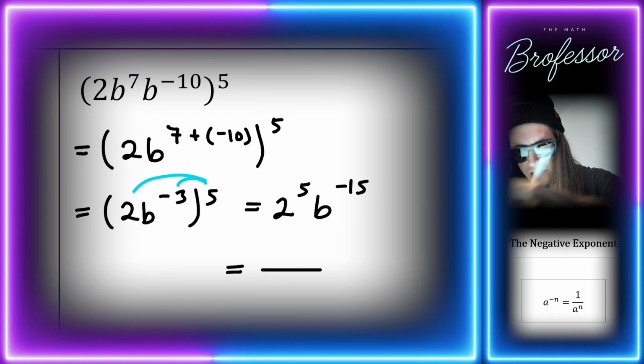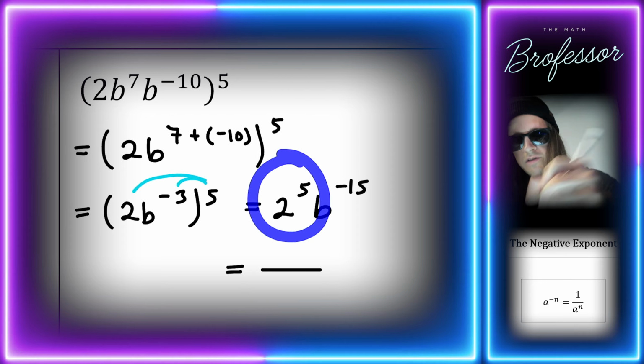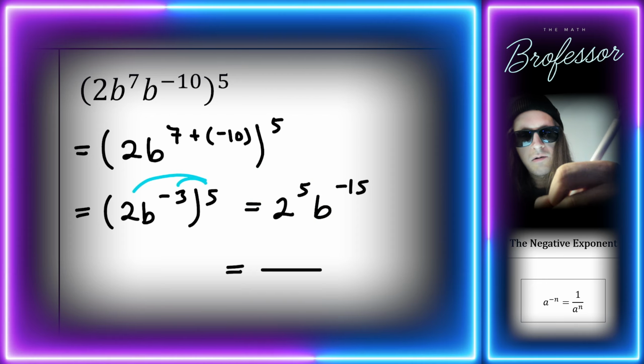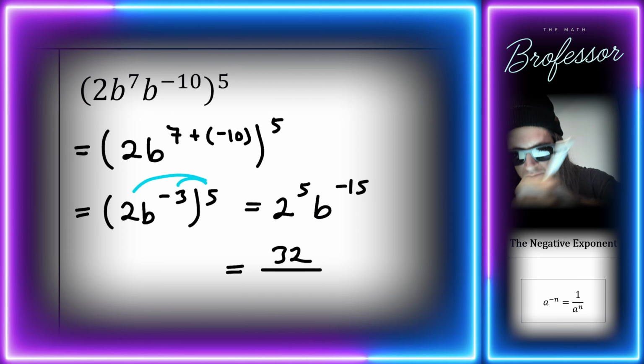Also, at the same time, I want to evaluate this. What is 2 to the 5th power? We've done that once today already. That is 32. And then now it's going to be b over b to the positive 15.